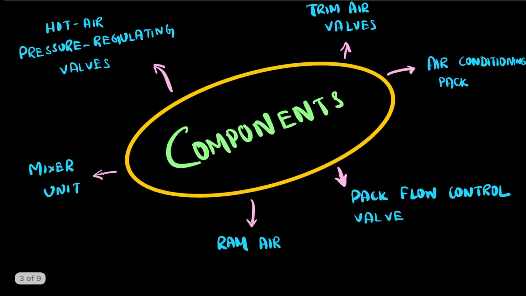So now the components of the air conditioning system. The air conditioning system has six components: the trim air valve, the air conditioning packs, the pack flow control valve, the ram air, the mixing unit, and the hot air pressure regulating valve. I think I have discussed five of these, but I have not discussed the remaining one, which I will talk about in a later video. In today's video I will just talk about the air conditioning pack. The rest of the components I will discuss one by one in later videos.